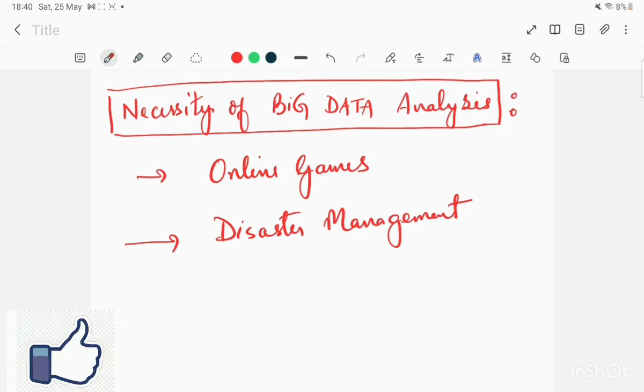So from this we have understood how useful big data analysis can be. For that, it has to be stored, processed and analyzed properly. So in this particular video we have understood what big data is, what the types of big data are, why big data analysis, how big data is stored, how big data is processed, and what the necessity of having a big data analysis is.